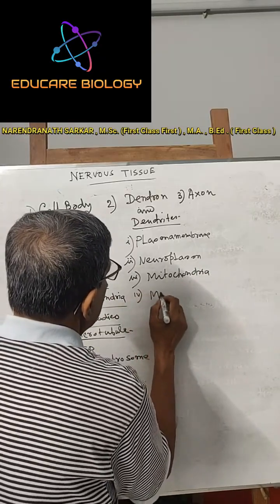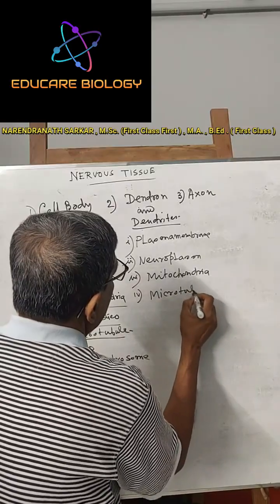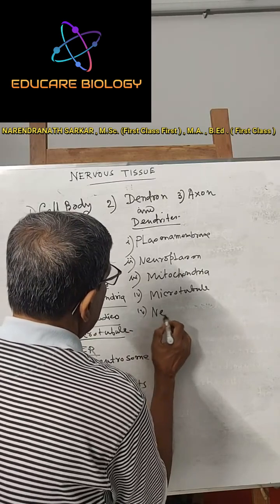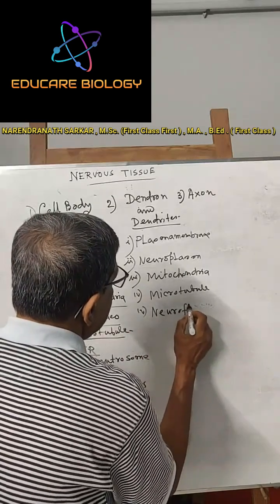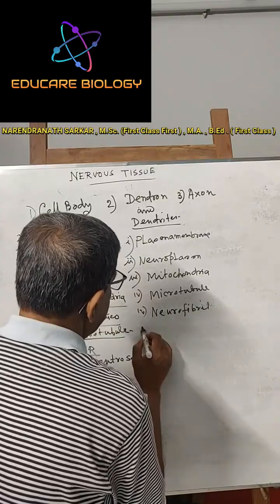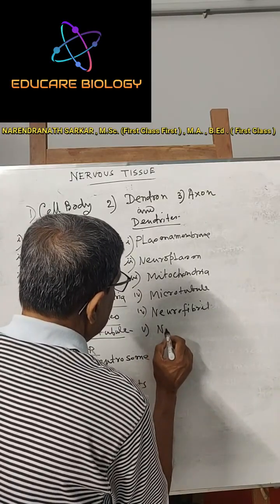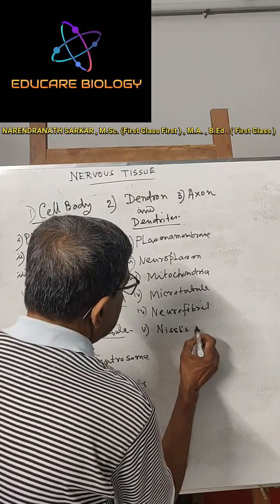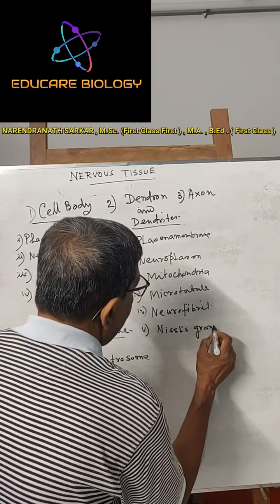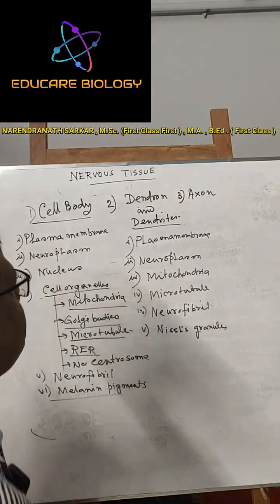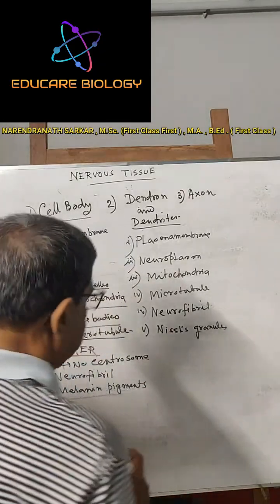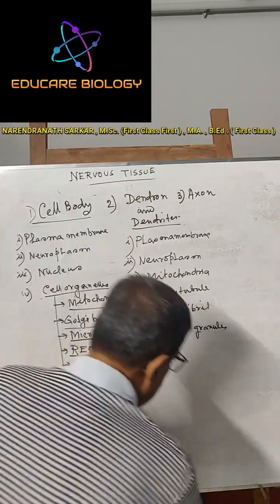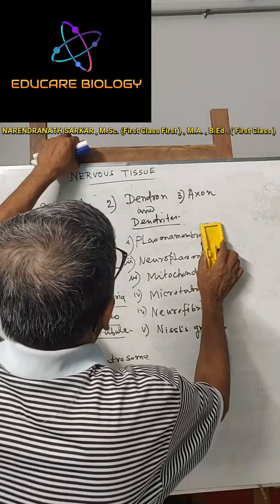Number 4, microtubule. Number 5, neurofibril, needles, granules, etc. In case of axon, this is the longest cytoplasmic or protoplasmic process of the neuron.